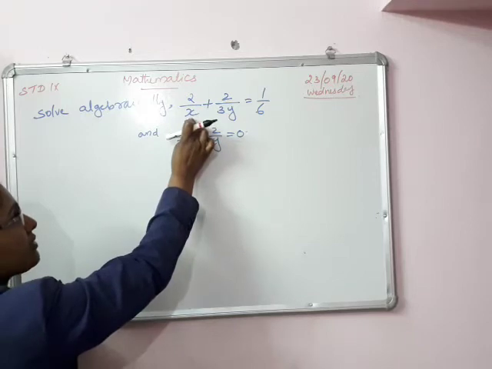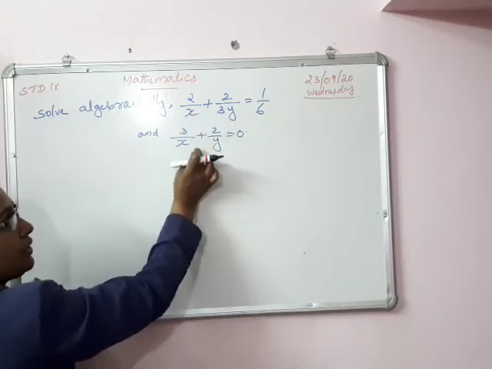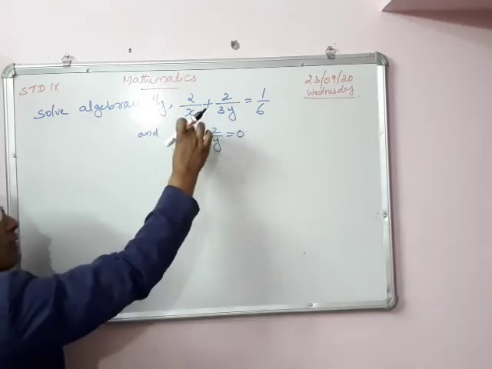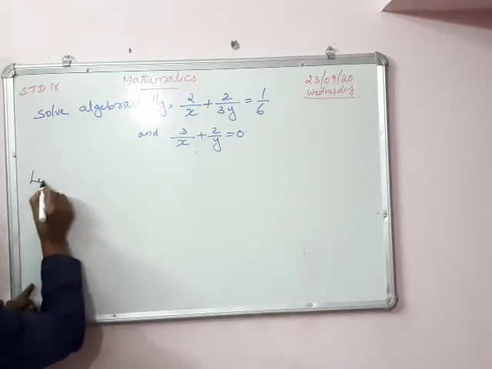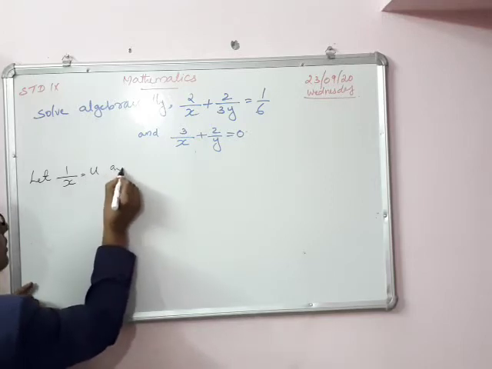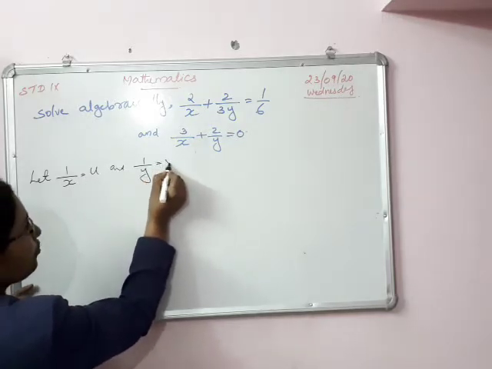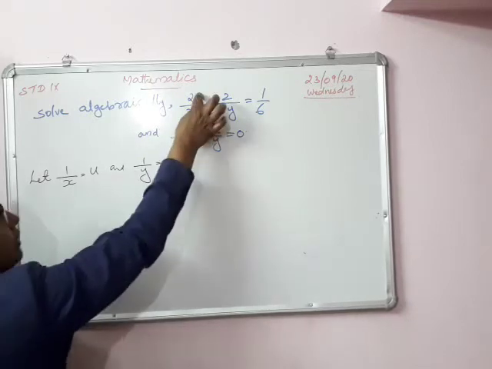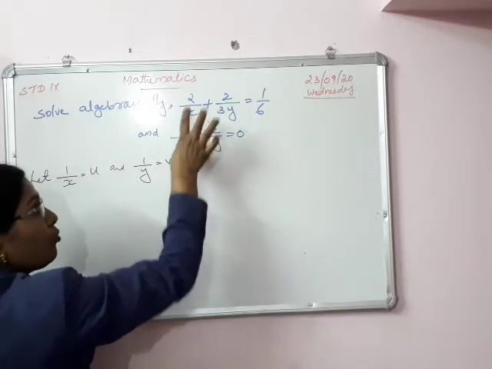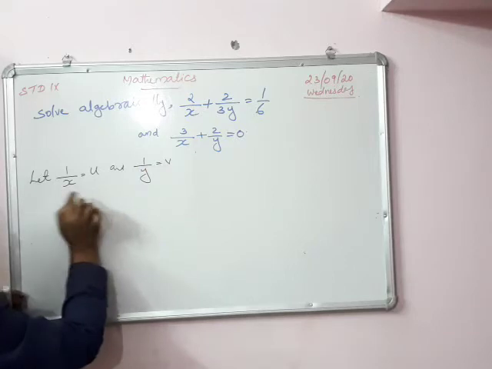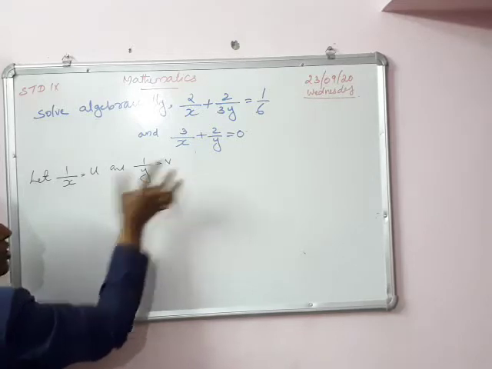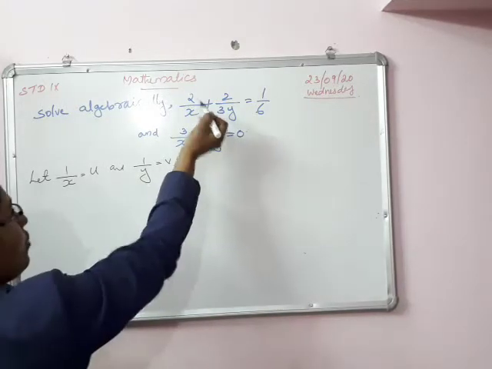You see x in both equations, x is in the denominator. Similarly, in both cases, y is in the denominator. So we are going to let 1 by x is equal to u and 1 by y is equal to v, because x is in the denominator and y is in the denominator, in both cases. So we can give the substitution: 1 by x is u, 1 by y is equal to v.